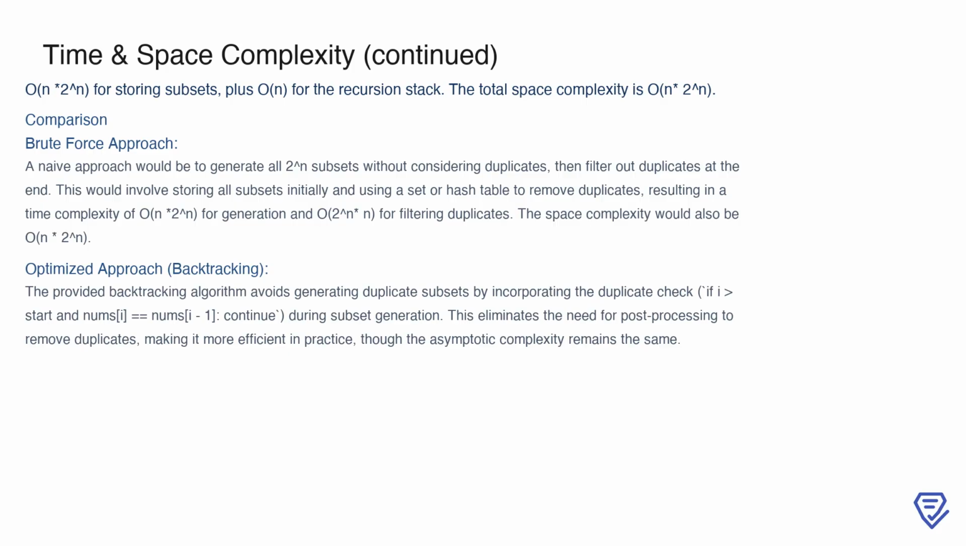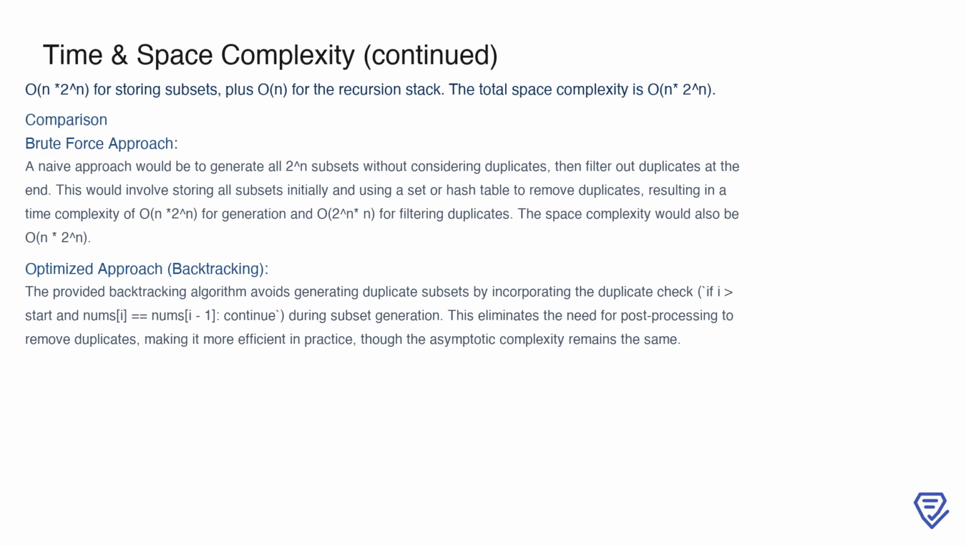Let's compare this optimized approach with a brute force method. In a brute force approach, all 2 to the power of n subsets would be generated first, without considering duplicates, and a set or hash table would then be used to filter out duplicates. This results in a generation cost of n * 2^n, and an additional filtering cost of 2^n * n.